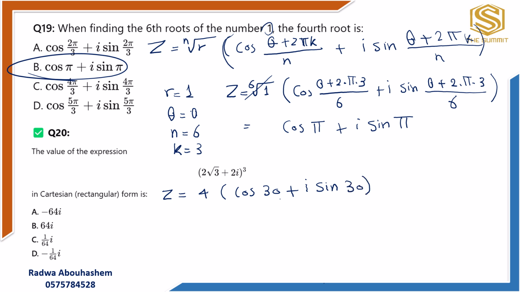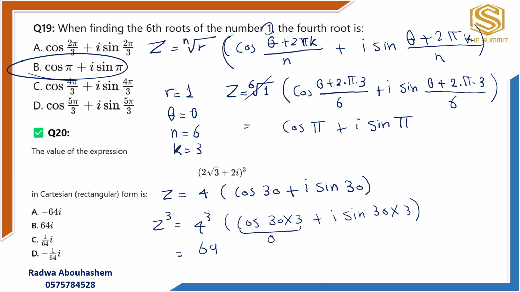Now let's apply De Moivre's theorem and raise it to the power of 3. So z power 3 gives you 4 power 3 times cosine 30 times 3 plus i sine 30 times 3. So here 4 power 3 is 64 and cosine 90 is 0. And sine 90 is 1. So 0 plus 1i. Don't forget the i, so it's 1i. So here it would be 64 times 1i, so it's 64i.